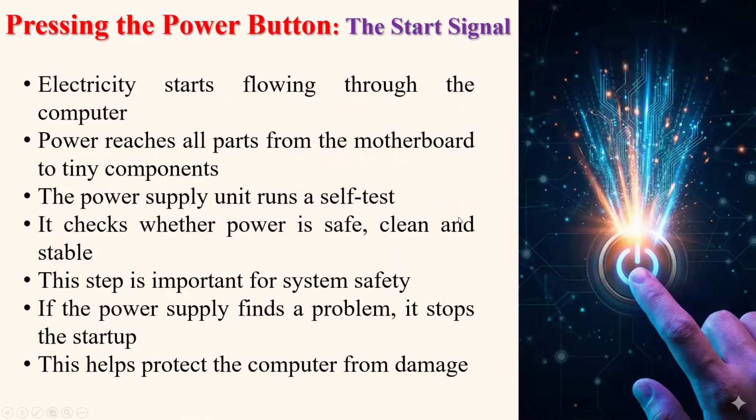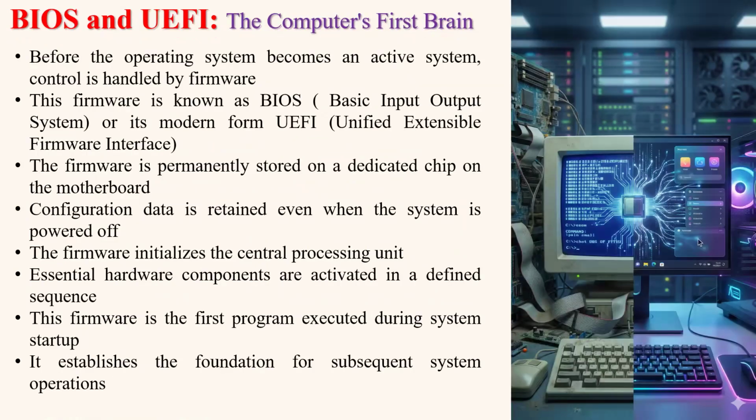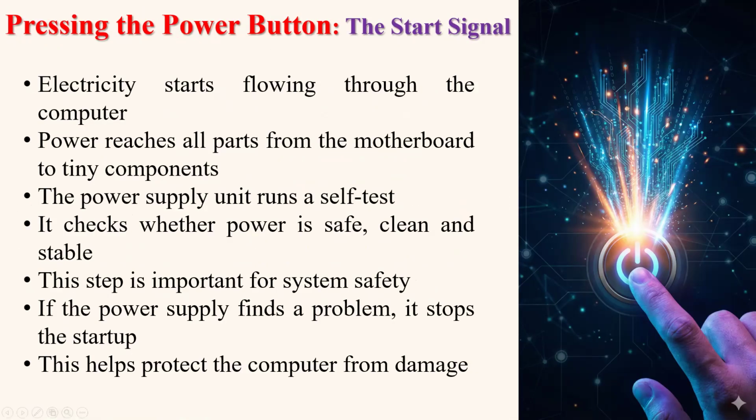So as soon as the power enters the computer, the power supply unit becomes active. The power supply unit is responsible for controlling electricity. It checks whether the voltage is correct, whether the power is stable, whether it is safe for the components. If power is not safe, the system immediately stops. And this is done to protect the motherboard, processor, memory, even the storage devices. And this step is very, very important. If unsafe power reaches the system, it can permanently damage the hardware.